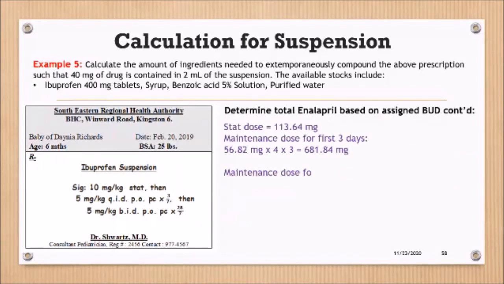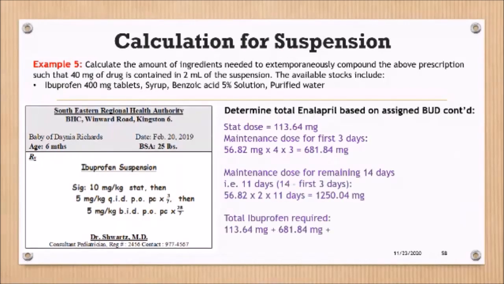For the first 3 days, it's going to be the start dose, 113.64 milligrams, plus the first 3 days supply, 56.82 milligrams times 4 times a day times 3 days. And then, because we're going to be doing 14 days out of the 31 days, the first 14 days, mind you, is what we're going to dispense first. 3 out of the 14 days is already accounted for from the start dose, to the 681.84 milligrams.